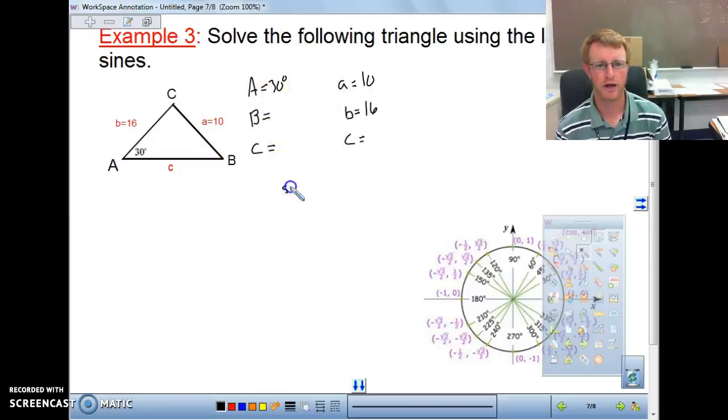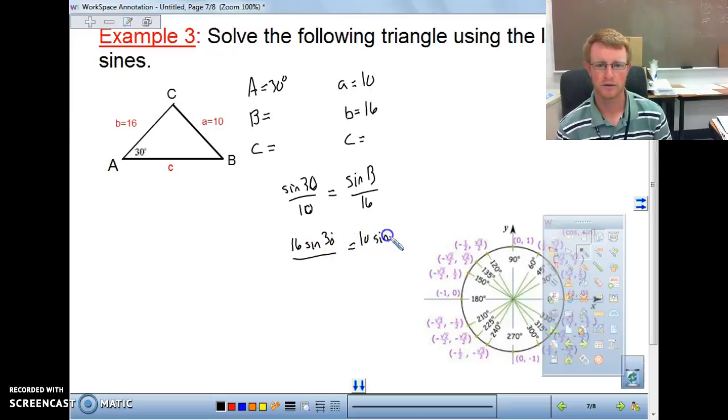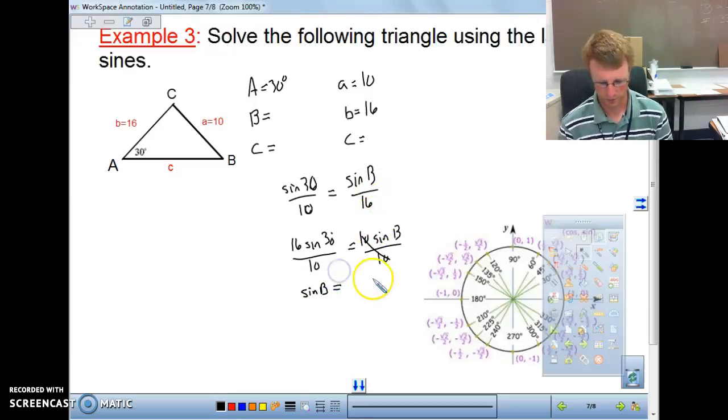So we're going to do sine of 30 over 10 equals sine of B over 16. We're going to do this really quickly because we've been doing this for a while now. This shouldn't be B, that should be 30. 16 sine of 30 equals 10 sine of B. Divide both sides by 10. 10's cancel out, so we're left with sine of B equals 0.8. Now again, to find our angle, we use the inverse sine of 0.8 equals B.